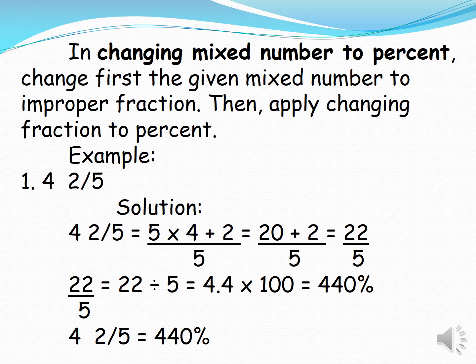Now 22/5, change to percent. We're going to divide the numerator by its denominator. So 22 divided by 5 is equal to 4 and 4/10. Now the quotient multiplied by 100 is equal to 440. Then affix the percent sign. So that becomes 440%. So we have here 4 and 2/5 is equal to 440%.